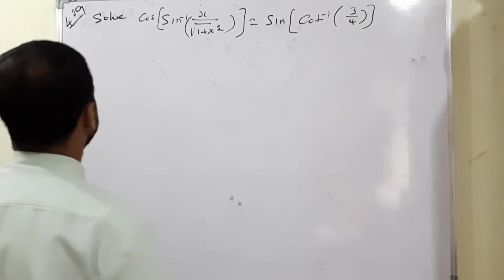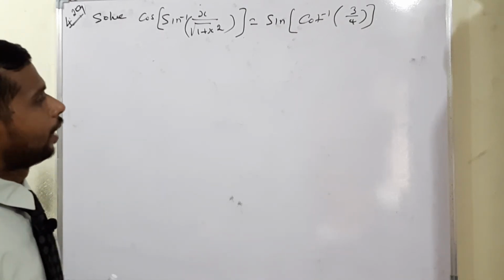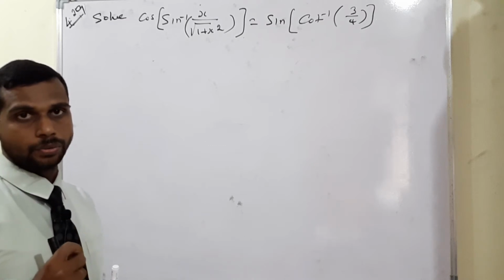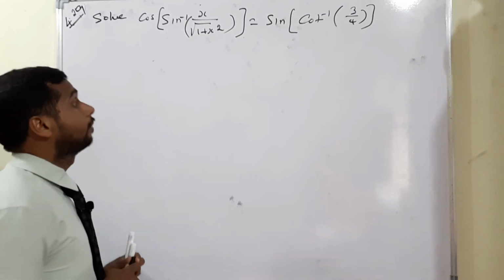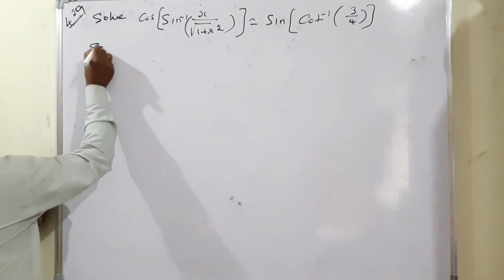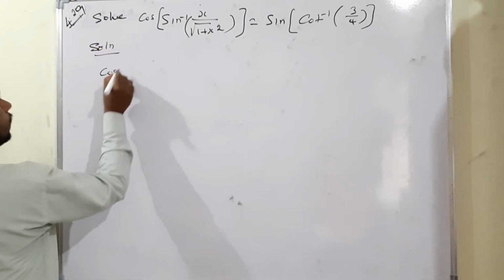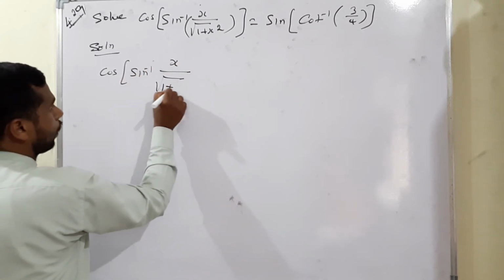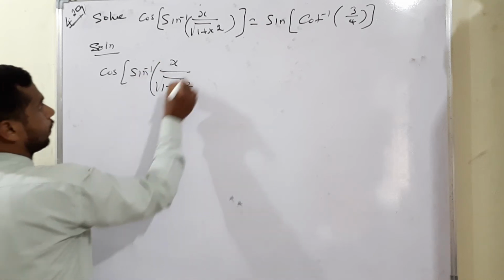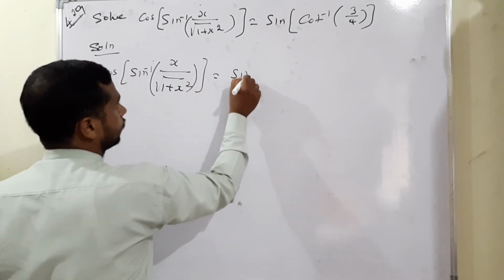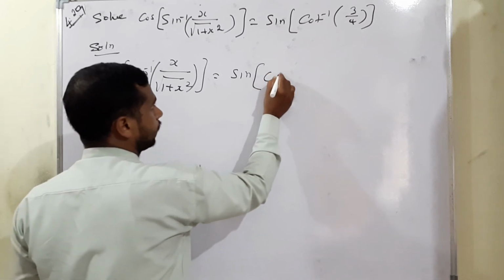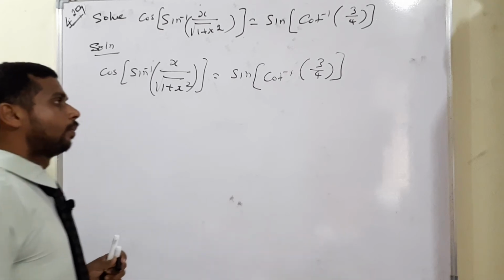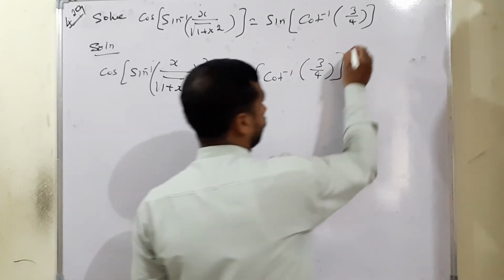Example 4.29, what we have to do? Solve, okay. I told you already, we have discussed this in so many problems also. Solve, when you meet this, you have to find the value of x. Listen, solution: the given condition is cos of sin inverse x by square root of 1 plus x square is equal to sin of cot inverse 3 by 4, isn't it? So now what we have to do?